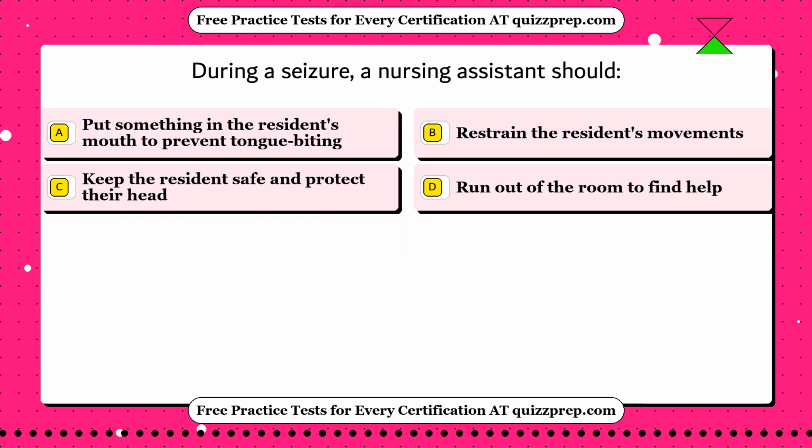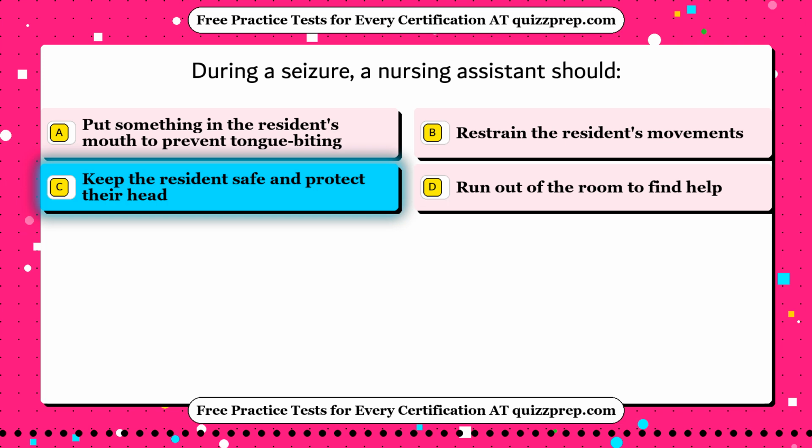Question 67. During a seizure, a nursing assistant should: Option A, put something in the resident's mouth to prevent tongue biting. Option B, restrain the resident's movements. Option C, keep the resident safe and protect their head. Option D, run out of the room to find help.